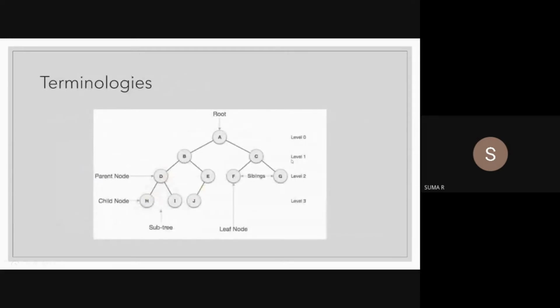Now, there are so many terminologies related to a tree. We see some of the terms related to tree data structure. The first node of a tree is called as the root node. The root node is always at level 0. The level is counted from 0, 1, 2, 3, likewise.